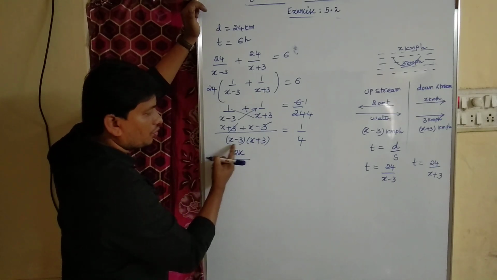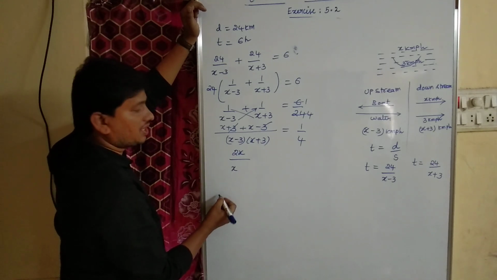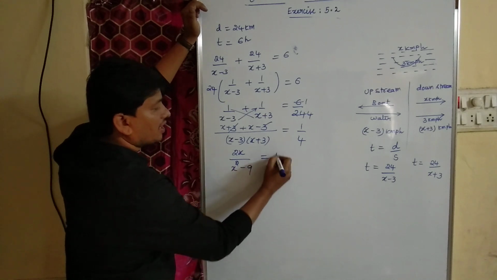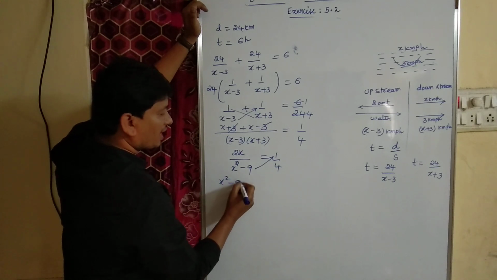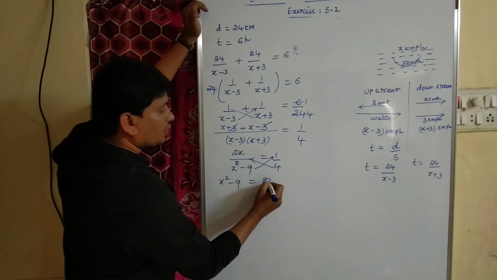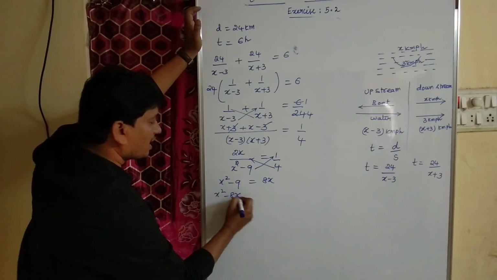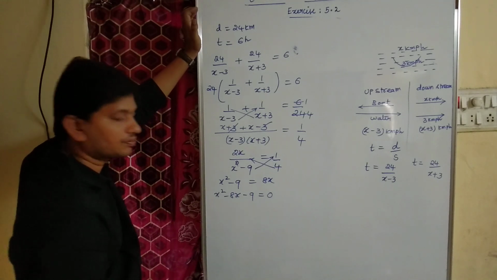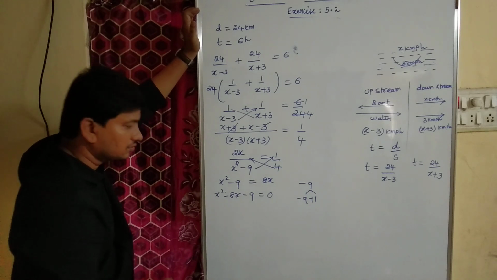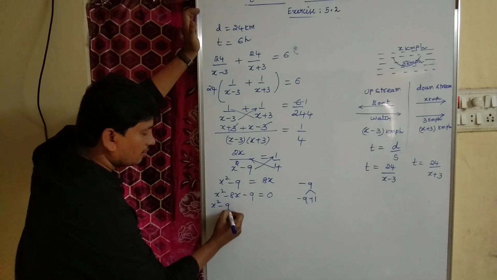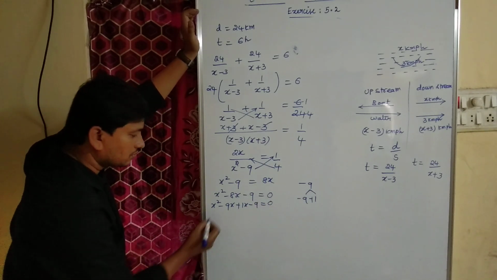a plus b into a minus b. So x plus 3 into x minus 3 is x square minus 3 square. x square minus 9 equals 1 by 4. Cross multiplication: x square minus 9 equals 4 into 2x, 8x. So transposing 8x, x square minus 8x minus 9 equals 0. Minus 9, I mean 9 ones are 9. So that is x square minus 9x plus 1x minus 9 equals 0.